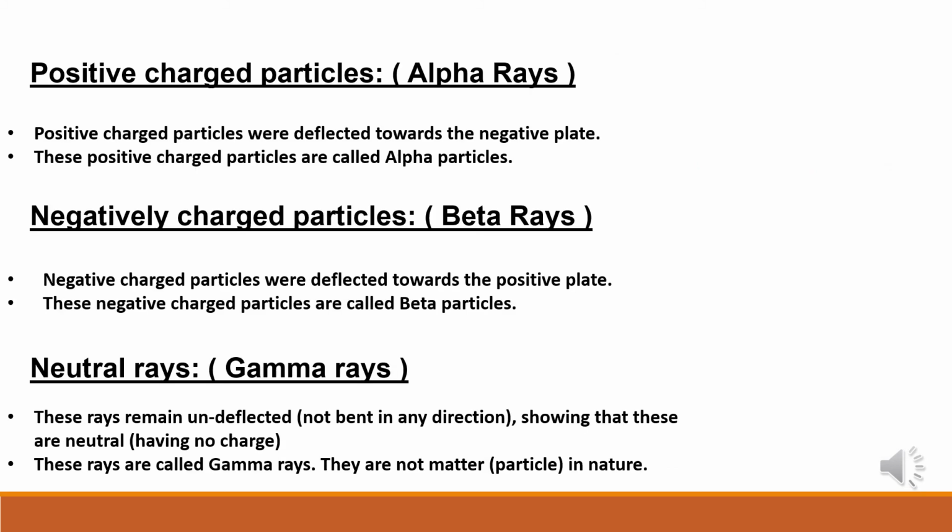According to the deflection shown by the rays or the charged particles, they were termed alpha particles, beta particles, and gamma rays. So the positively charged particles, alpha particles, were deflected towards the negative plate. Negatively charged particles, beta particles, were deflected towards the positive plate, and the rays that remain undeflected, not bent in any direction, show that these are neutral, having no charge. These rays are called gamma rays. They are not matter particles in nature.